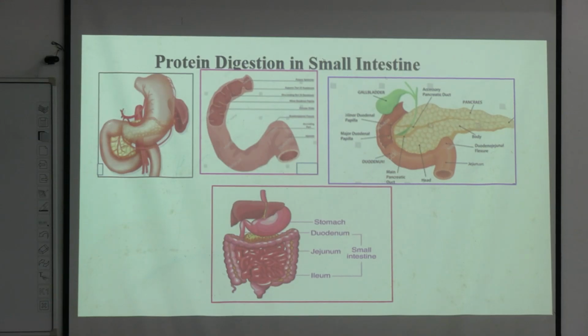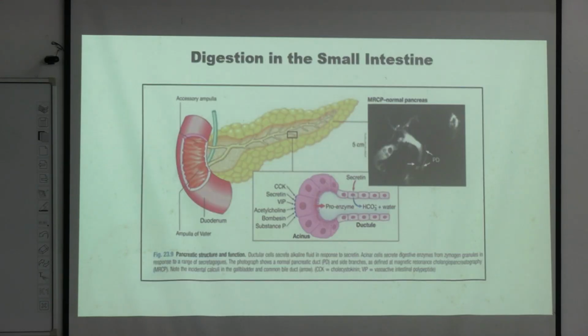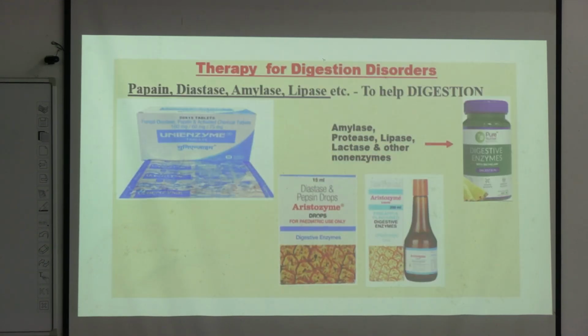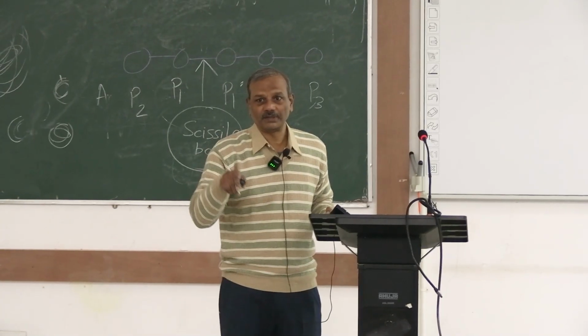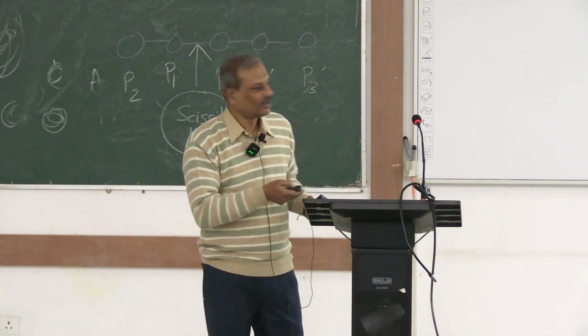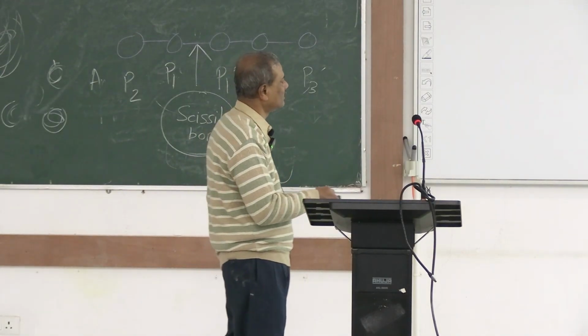So, protein digestion in the stomach, small intestine. So, I told you all these things. So, pancreatic juice is basically these 4 enzymes which are active at the alkaline pH. Intestinal juice is also at the alkaline pH. So, when there is a digestive disorder, they cannot digest the food properly. So, these digestive enzymes are given as medicines. Some of you have perhaps taken enzymes for digestion also.